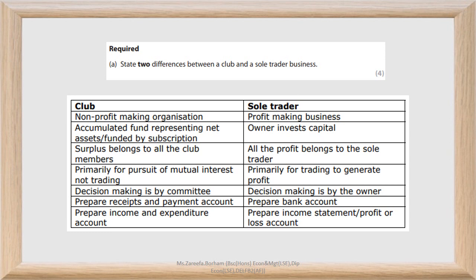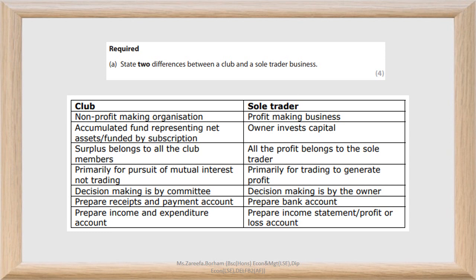Considering the decision-making aspect, in a club it is handled by the committee, whereas in a sole trader business, decision-making is done by the owner. Next, clubs prepare the receipts and payments account to record all cash in and out of the business, whereas a sole trader business prepares the cash book or bank account to record these transactions.